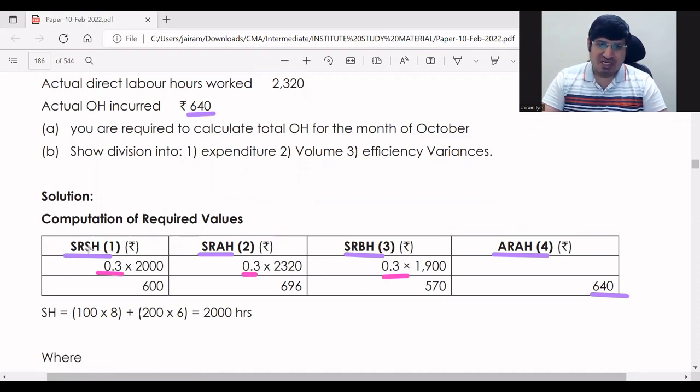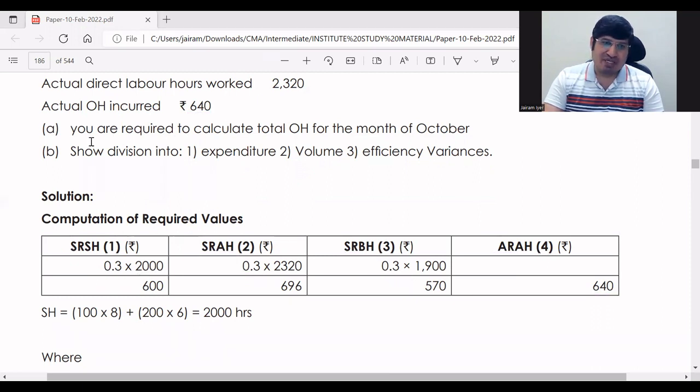Now what you need is standard hours here. So this is standard hours for actual quantity. Correct. So what we had calculated there, 2000. Okay, that was standard hours for actual quantity. How? I'll take you up and show you again.